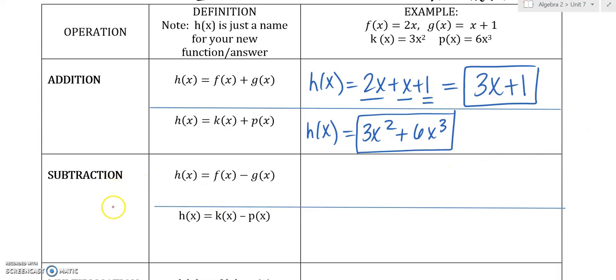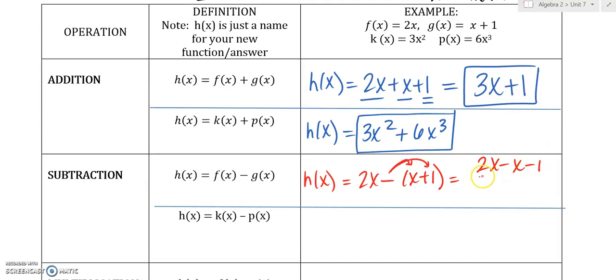Okay, my next one is subtracting. I'm going to do the same setup. I have h of x is equal to f of x, which was 2x, minus g of x. G of x was x plus 1. I practiced this about a minute ago with that warm-up up top. I need to distribute that negative. When I do that, I get 2x minus x minus 1. I combine these like terms, and I get 1x minus 1 for my final answer.